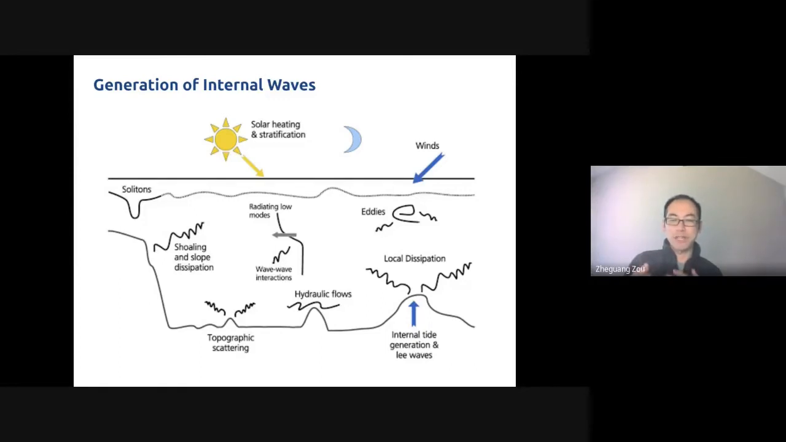And they dissipate a lot of energy, and that will generate a lot of turbulence in the water and mix the nutrients and all of those things. And that's important for the ocean.